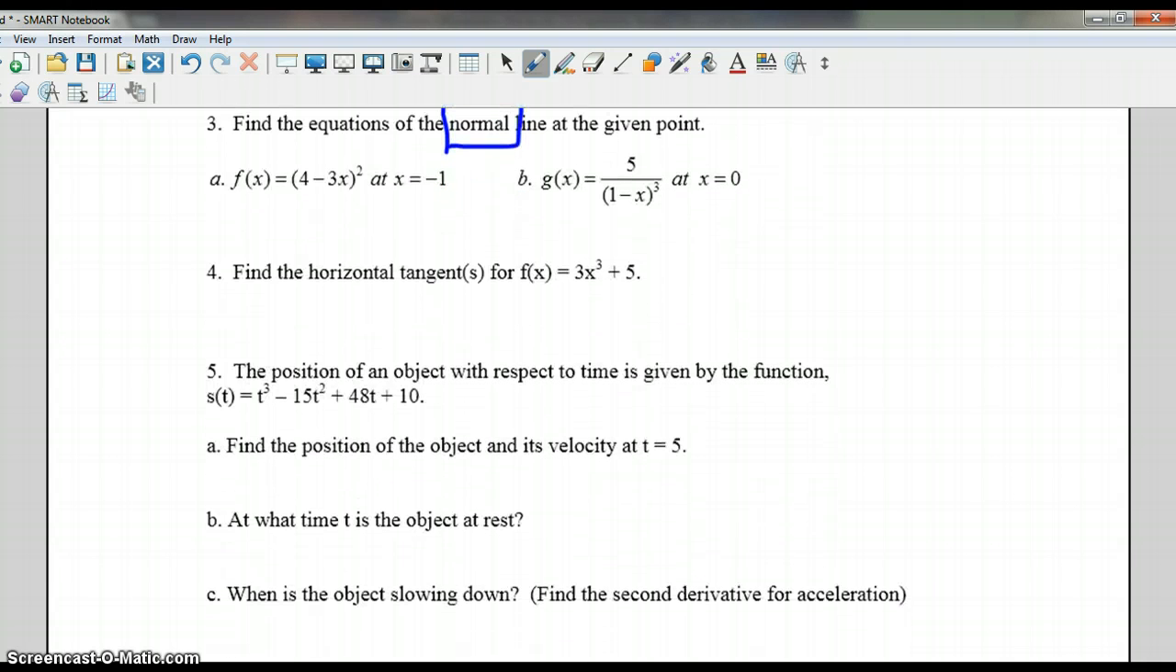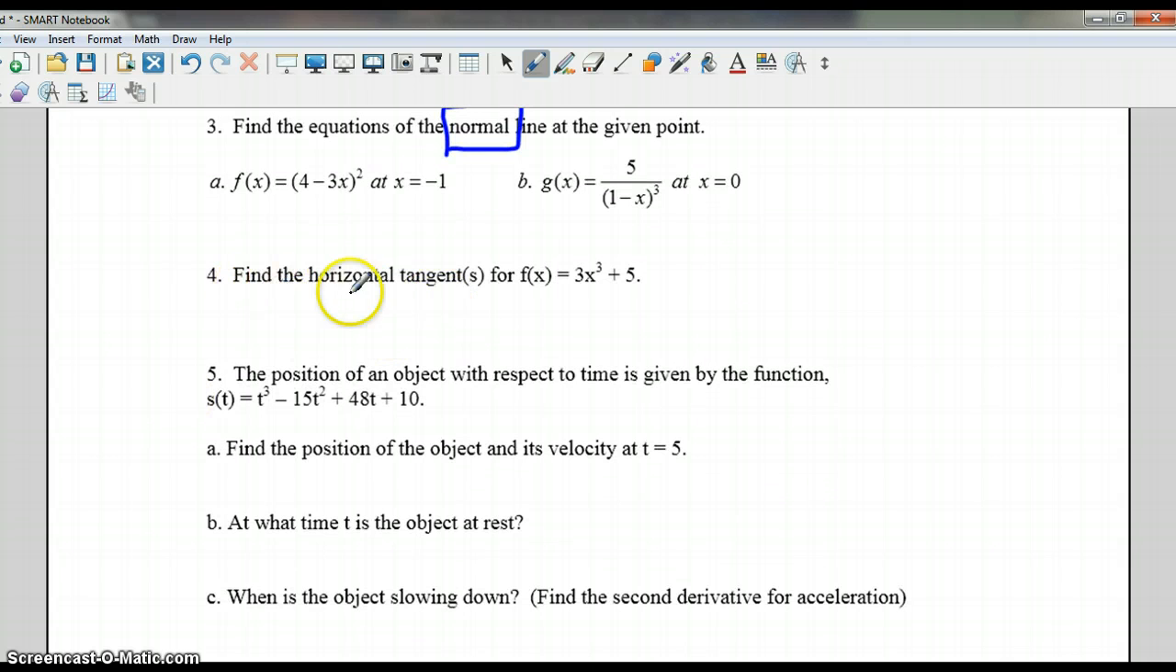And then we do have a little variation of that type of question in number 4. It says find the horizontal tangents. Anytime we are talking about a horizontal line, immediately what we should be thinking is that the slope of that horizontal line is 0. And that takes us back again to Algebra 1. Our horizontal line, the slope is 0.